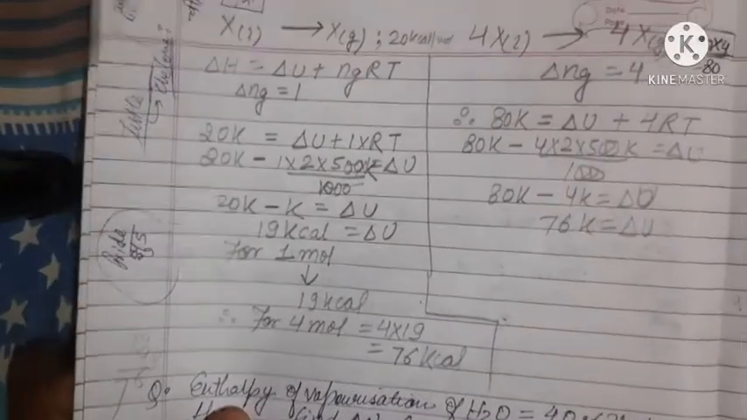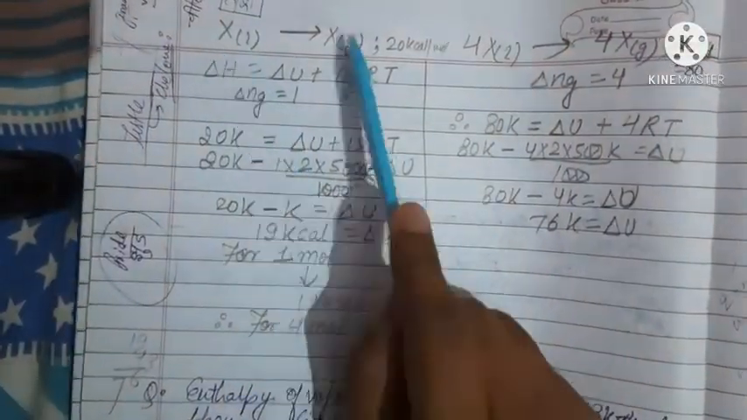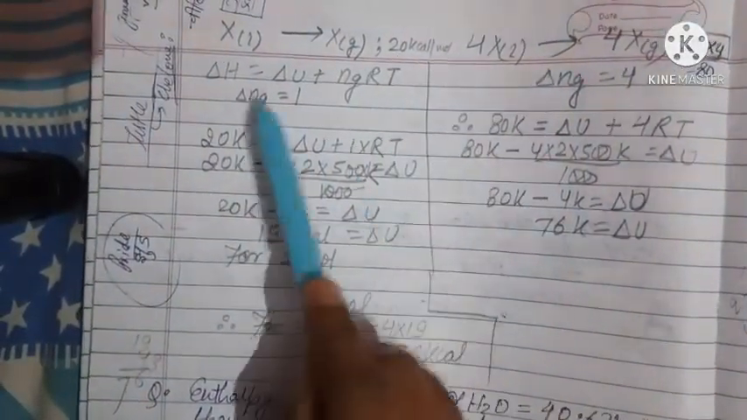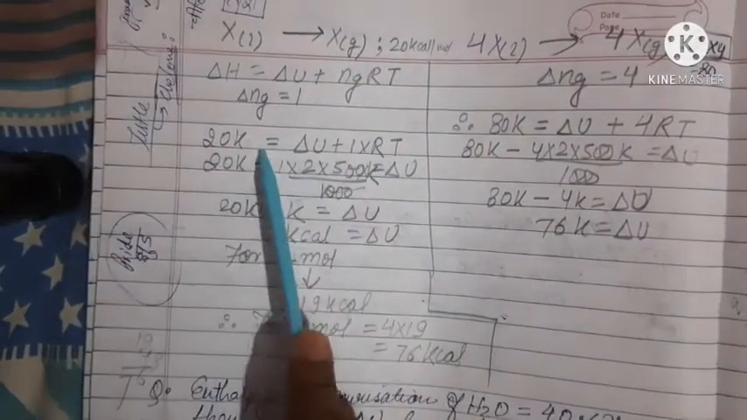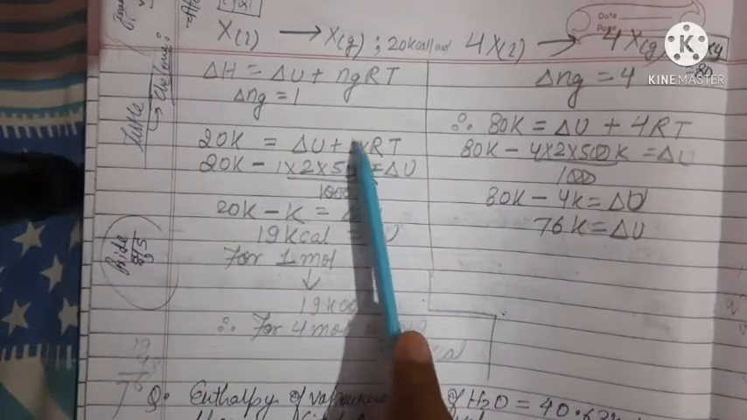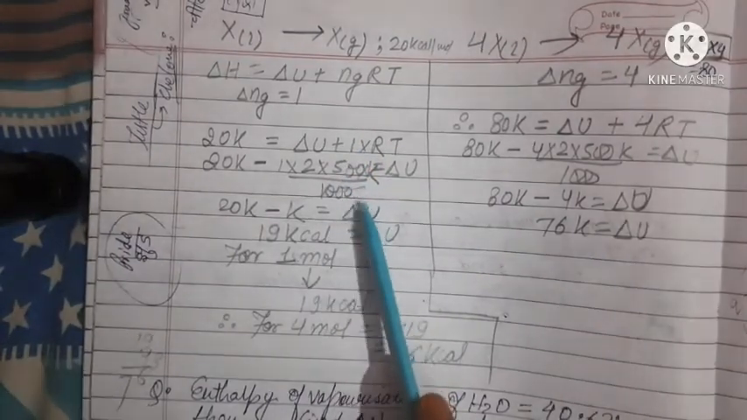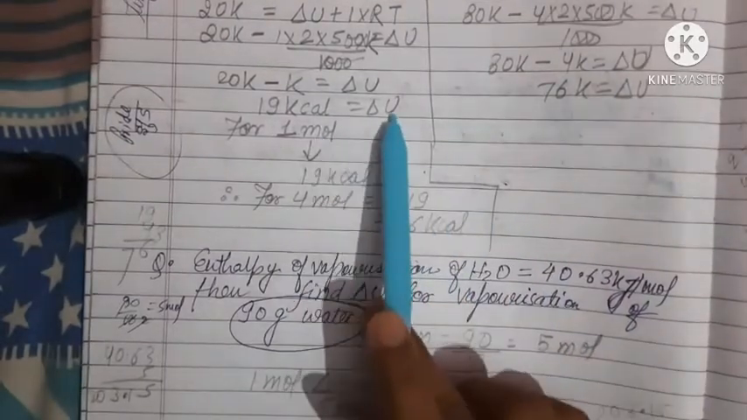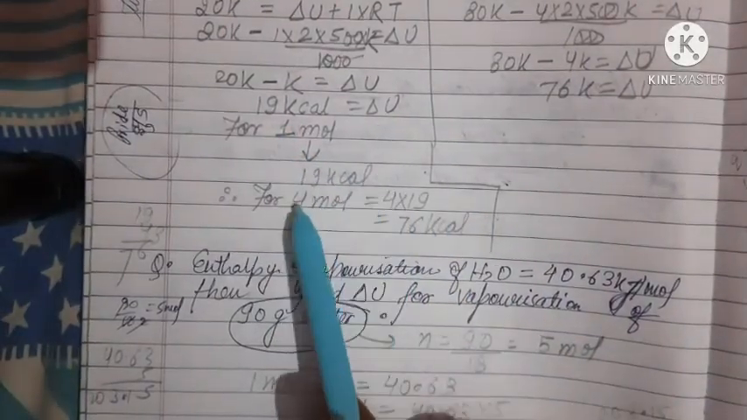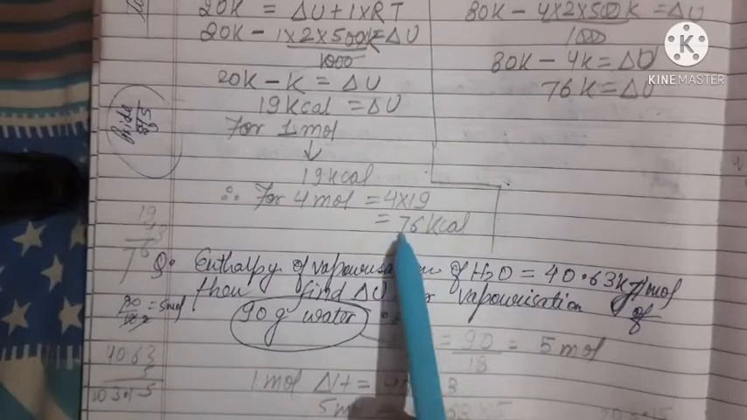There are two methods to calculate this. For 1 mole, what we get is 20 kilocal. So delta Ng: one gas and liquid, so 1 minus 0, delta Ng is 1. So 20 kilocal equal to delta U plus delta Ng RT, Ng is 1. So we will calculate that. Delta U for 1 mole is 19 kilocal. So for 4 moles, 19 into 4, 76 kilocal.